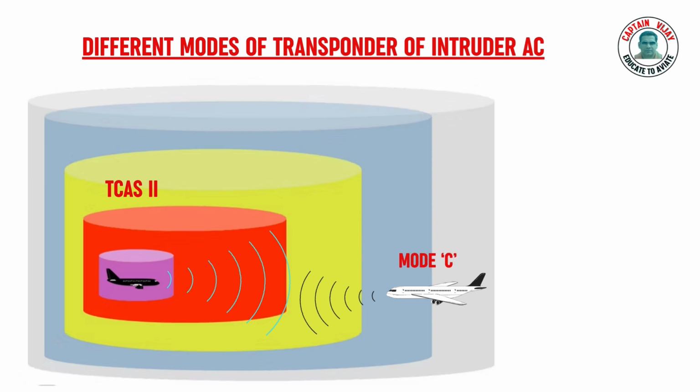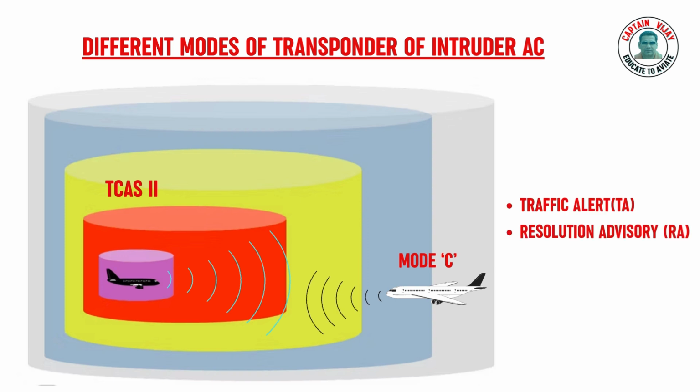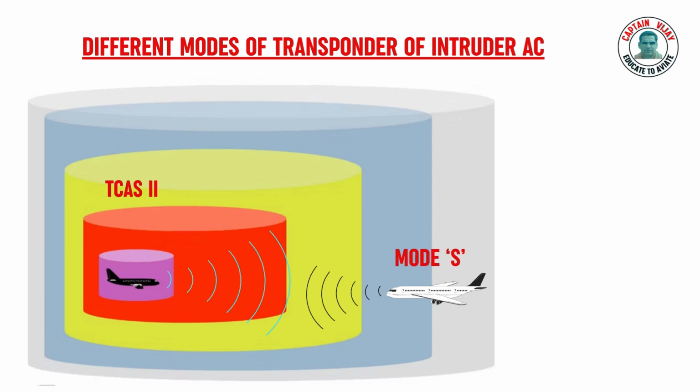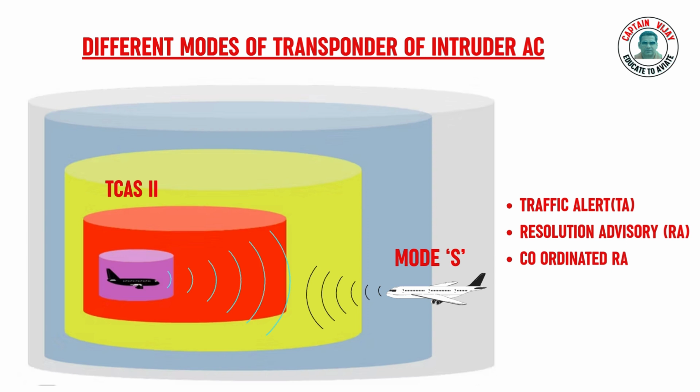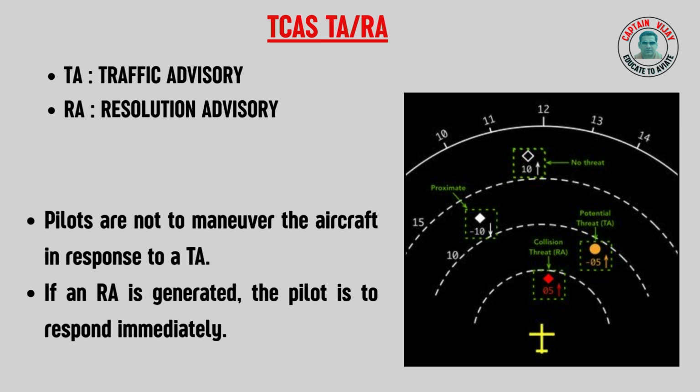Third case, the intruder aircraft has a transponder with mode Charlie. In this case, height information of the intruder is available, hence your TCAS can provide you with both TA as well as RA. Fourth case is the intruder aircraft has a transponder with mode Sierra. In this case, since data can be shared between both aircraft, both TA and RA will be available, and also the RA commands will be coordinated between these two aircraft. The one who is higher will be given a climb command, and the one which is lower will be given a descent command.